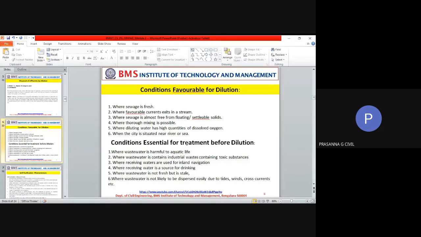Next is the condition essential for treatment before dilution. Wastewater is harmful to aquatic life. The best example I would say is industrial wastewater. See, with domestic wastewater, the harmfulness to aquatic life may come if you have too much organic solids which are going to deposit at the bottom. But otherwise, toxicity may not be there. Whereas industrial, that's the second point there, that will cause a problem.